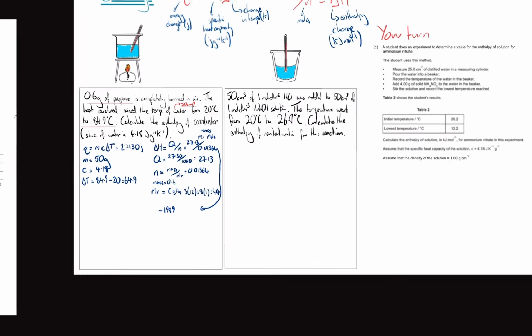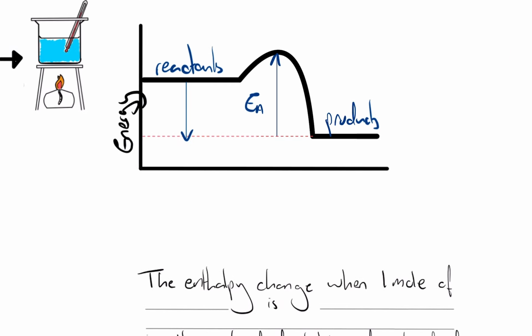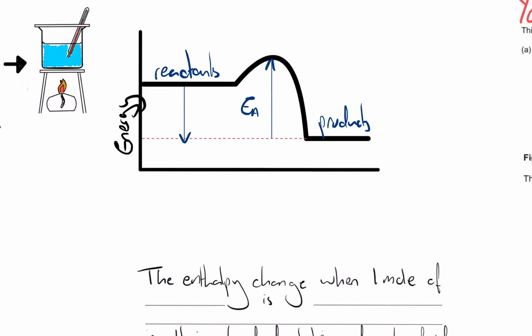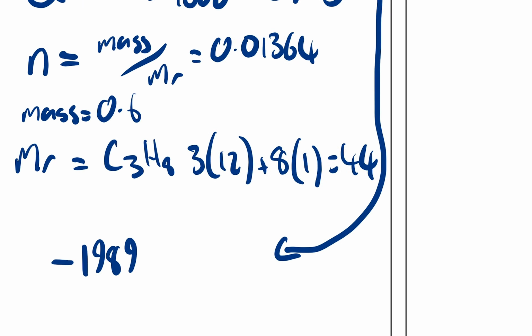All right, and again I can quickly flick back to what we did last time. Exothermic, our products have less energy than our reactants, therefore our value would be negative and our surroundings would have heated up, and that's in joules per mole.